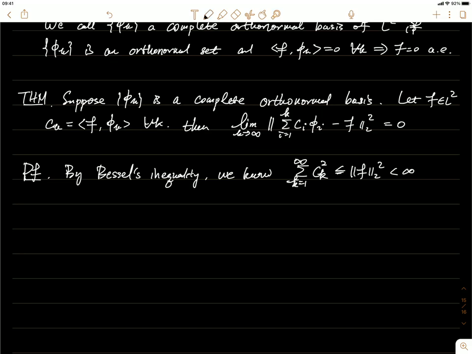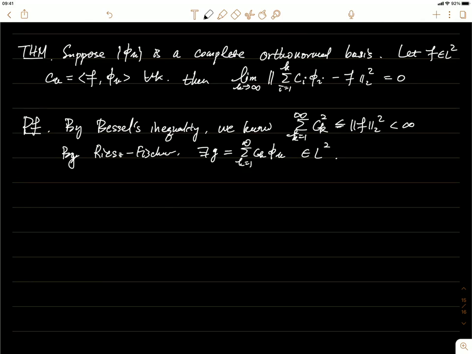The other thing is that because this is finite, by the Riesz-Fischer theorem above, we know there exists some function g, which is in L2, that is the generalized Fourier series using the c k as the coefficients. So by Riesz-Fischer, there exists g, which is equal to the sum of c k phi k, and that is in L2 as well.